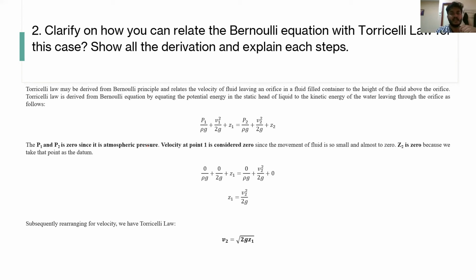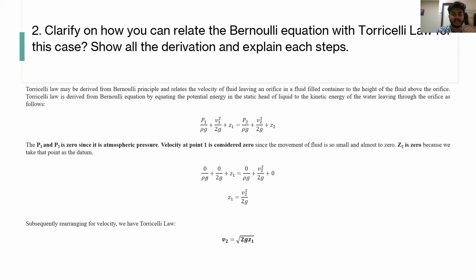The P1, V1, Z1 are taken from the datum, and P2, V2, H, and Z2 are taken from the height above or below. It can be anything. If above, it's positive. If below, it's negative. P1 and P2 are 0 since it is atmospheric pressure. V1 is considered 0 because when there's no pressure, definitely there won't be any velocity. So V1 is 0 since the movement of fluid is so small and almost 0. Z2 is 0 because we take the point as datum.